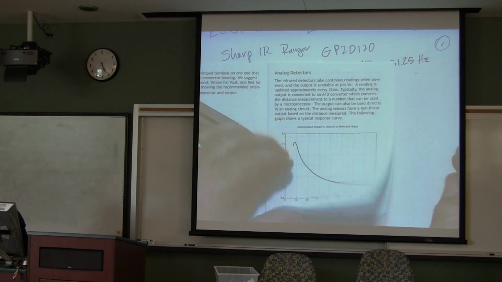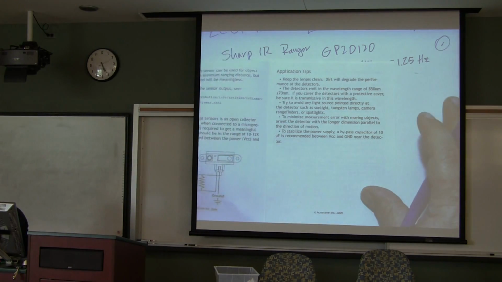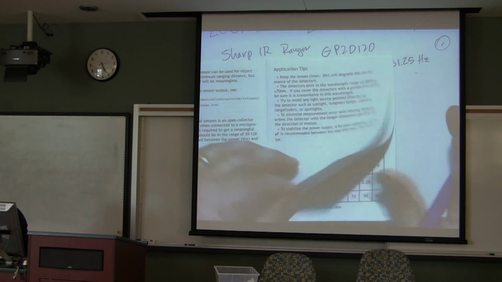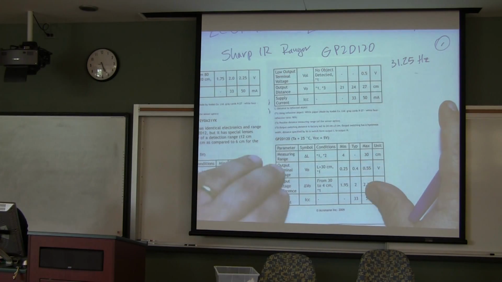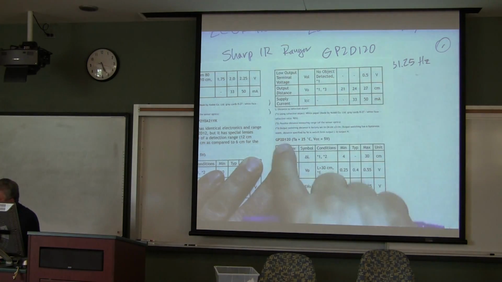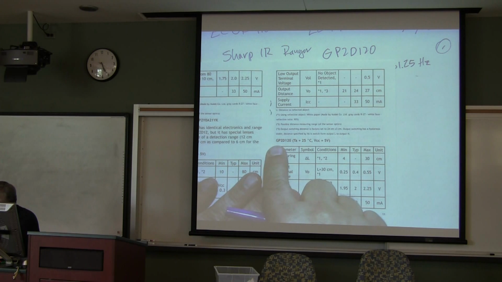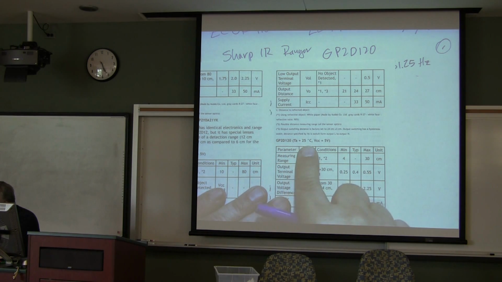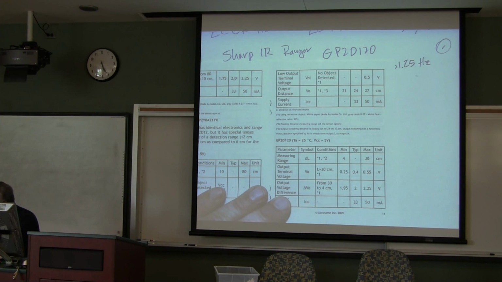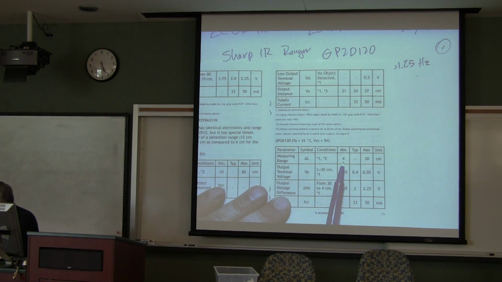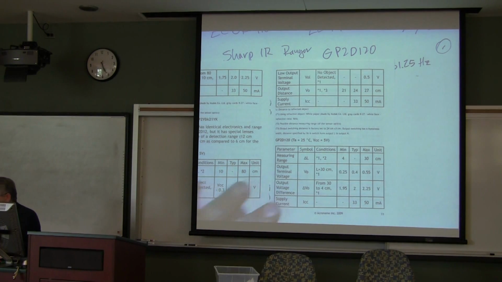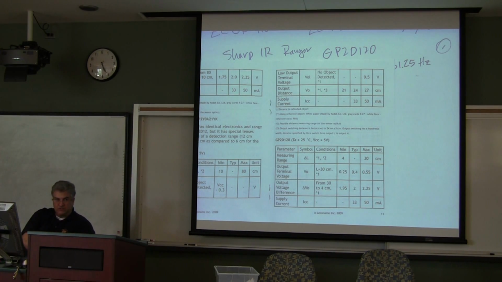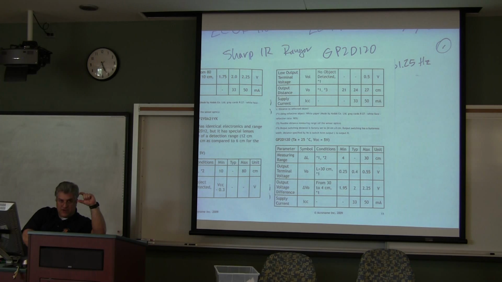In fact, let's take a look at this. The specific part is the GP2D120, and when you're running it at 25C with VCC of 5 volts, you can expect the range to be from 4 to 30 centimeters. 4 centimeters is how much? About 1.5 inches, right? Yeah. 30 centimeters is about what? 1 foot.